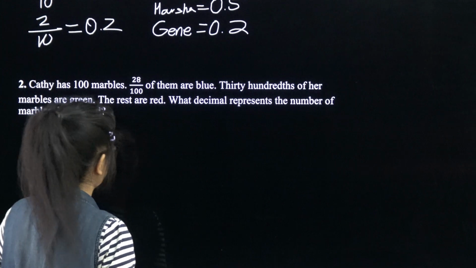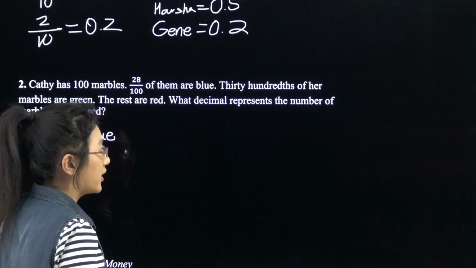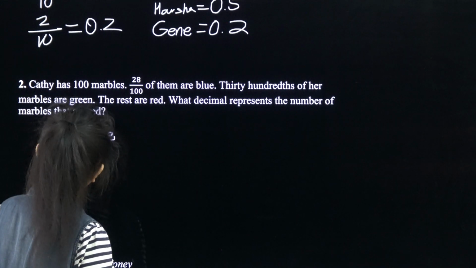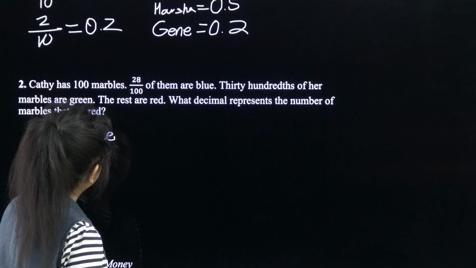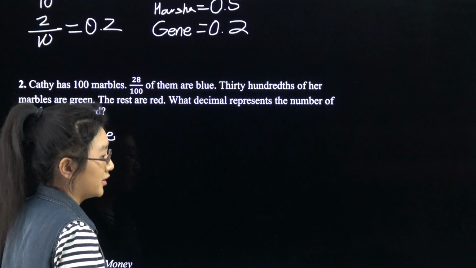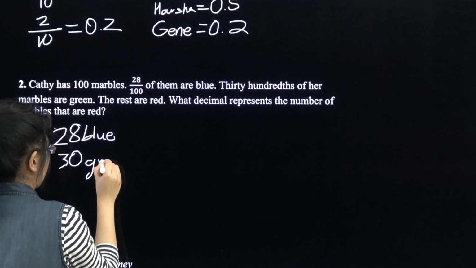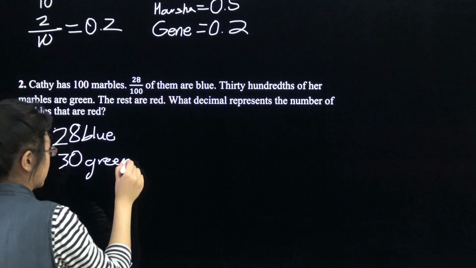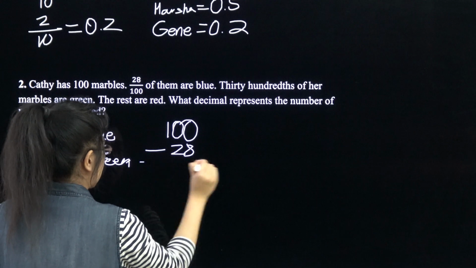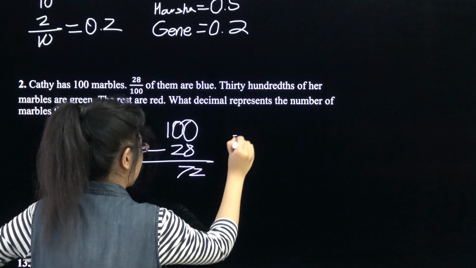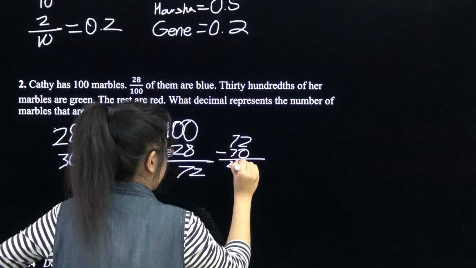And 30 hundredths is 30 over 100 of her marbles are green. And since 30 over 100 is also 30 out of 100, then 30 hundredths of 100 is 30. So 30 marbles are green. 30 are green. The rest are red. Now we could just decide to do 100 minus 28 equals 72, and then 72 minus 30 equals 42.